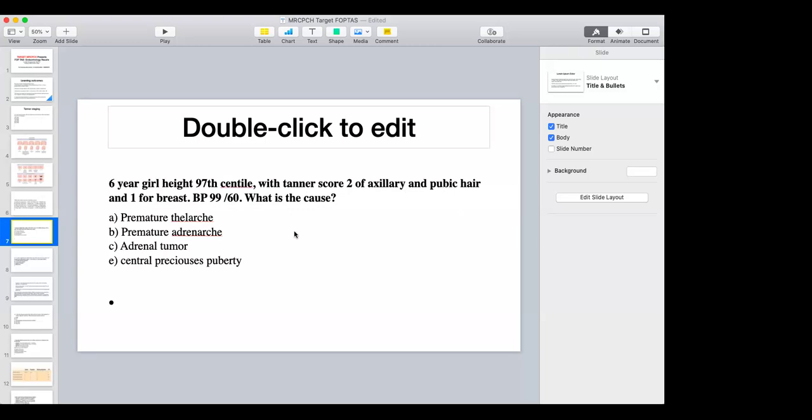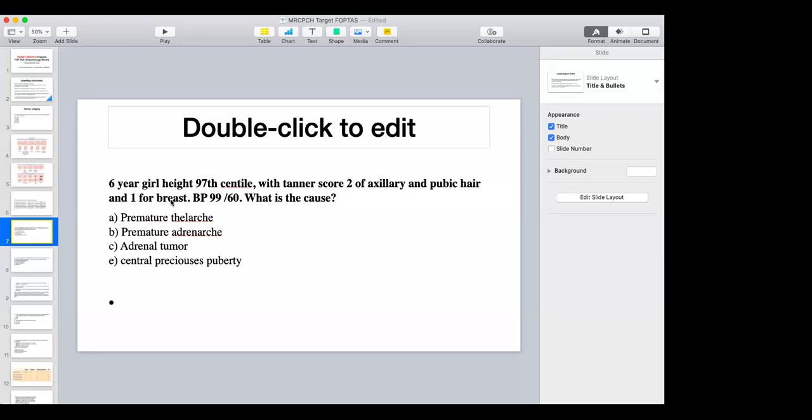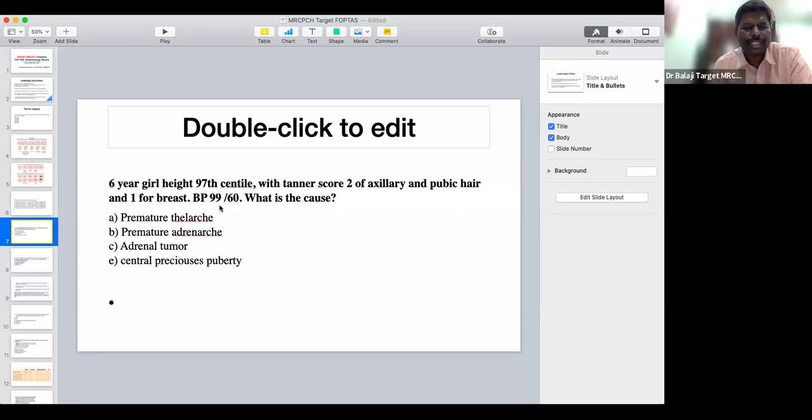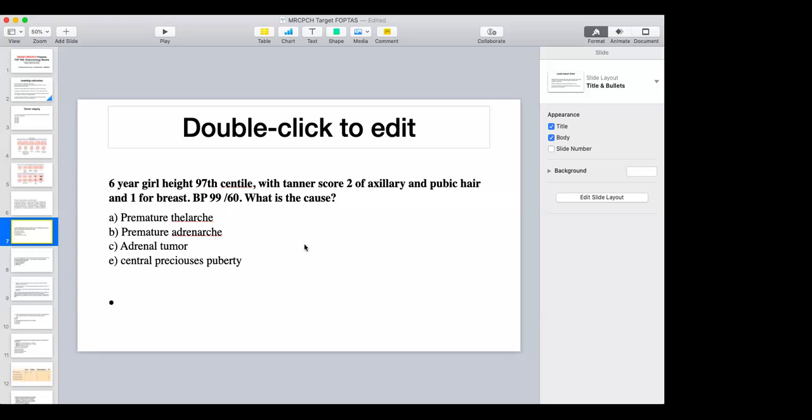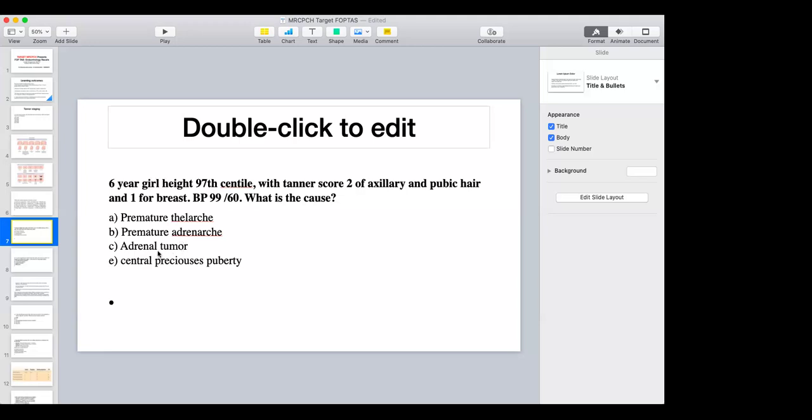Sir, does the BP of 99/60 have any significance, sir? No, I think it's just a distraction only. But if hypertension is there, then you have to keep thinking in terms of adrenal hyperplasia. If it was hypertension, then it could have been an adrenal tumor, no, sir? Yeah, adrenal tumor. But central precocious puberty, central causes can also cause hypertension, no, sir?